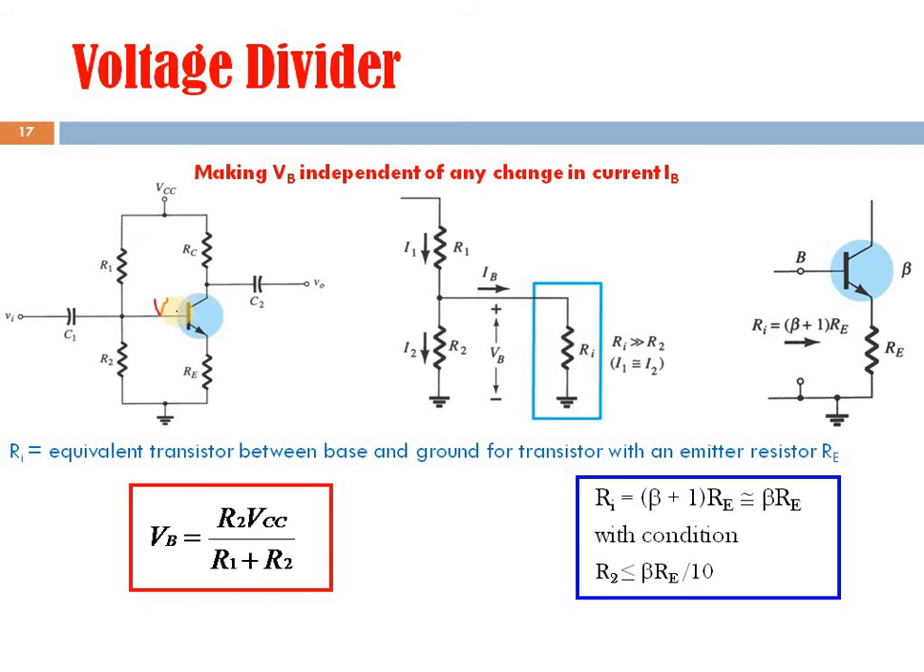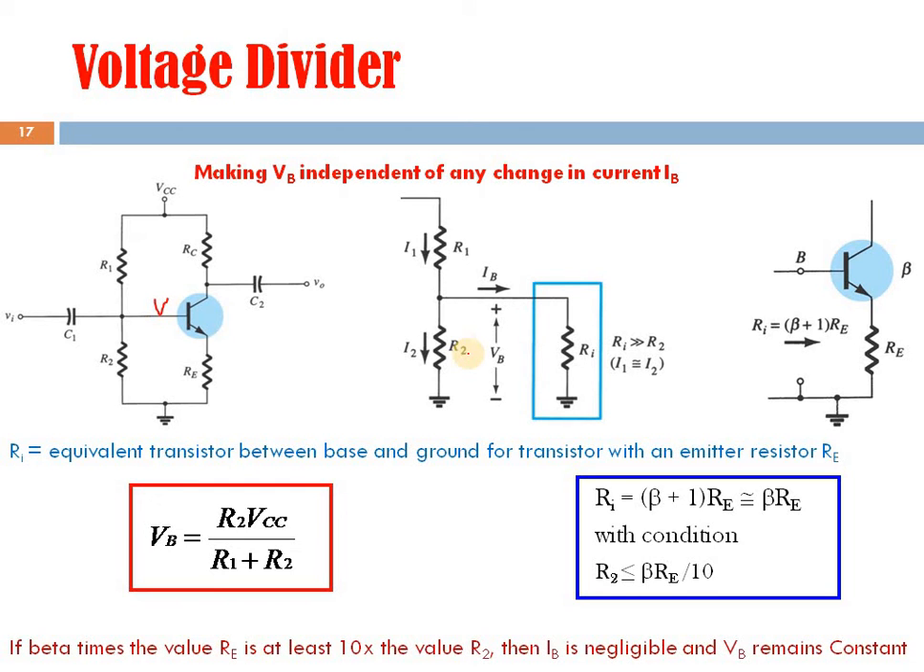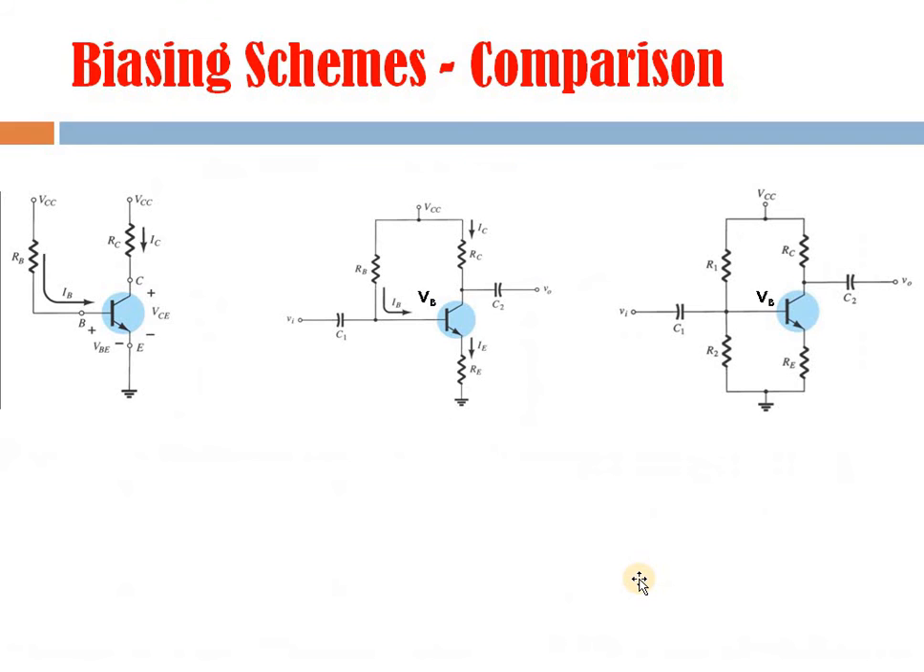So if we are able to make VB constant by choosing a suitable value of R2, only then are we able to get all the benefits of this potential divider arrangement. So beta times the value of RE is at least 10 times larger than the value of R2. In that case, IB becomes negligible and VB remains constant. So you can see all the three biasing arrangements are compared here.